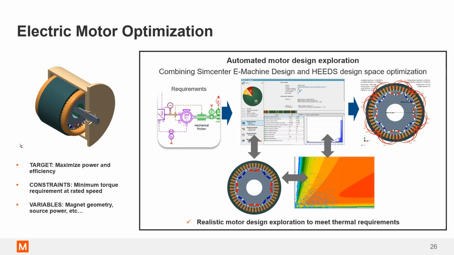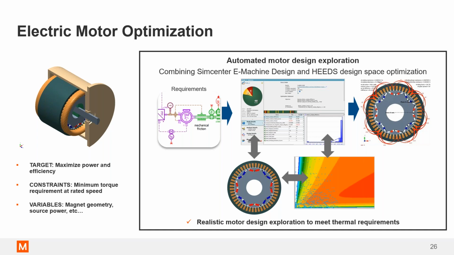We took our base design. We had it already built into the SimCenter tools. We had it connected to SimCenter AimSim. We had it connected to eMachine Design. And we introduced a third tool into this process called HEEDS. HEEDS is a design space exploration, design space optimization tool from Siemens. It connects really well to all the Siemens tools, as well as a fair number of third-party tools. What it allows you to do is to automate a lot of the optimization process.